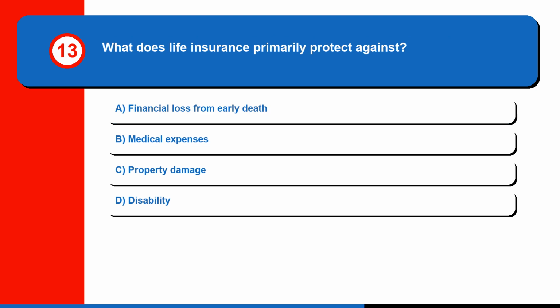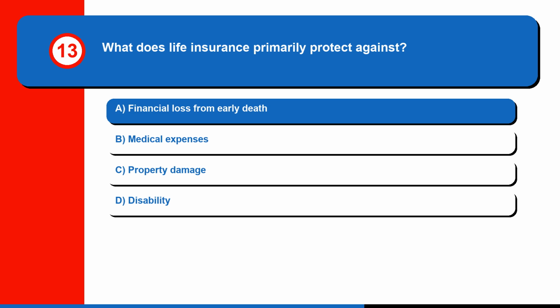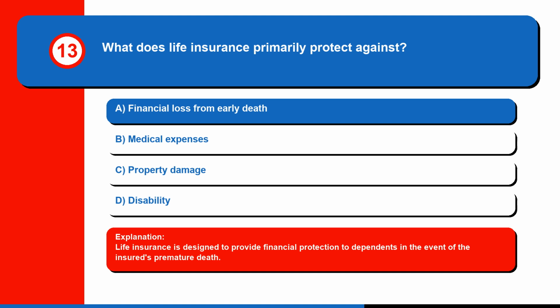Question 13. What does life insurance primarily protect against? A. Financial loss from early death, B. Medical expenses, C. Property damage, or D. Disability. The correct answer is A. Financial loss from early death. Life insurance is designed to provide financial protection to dependents in the event of the insured's premature death.